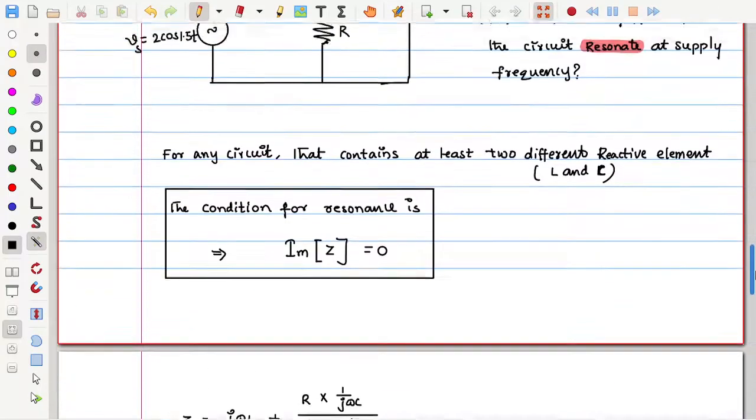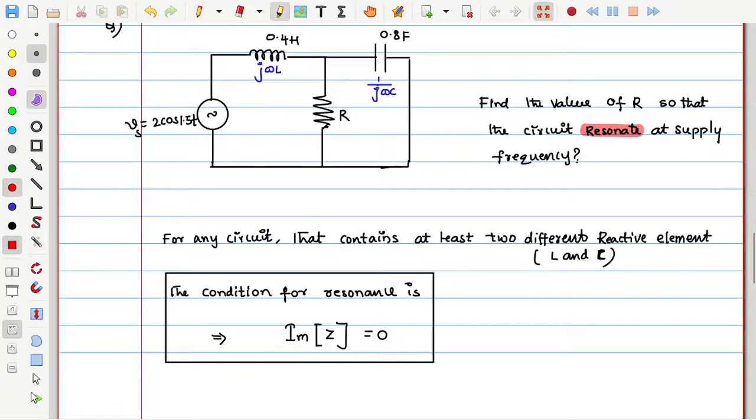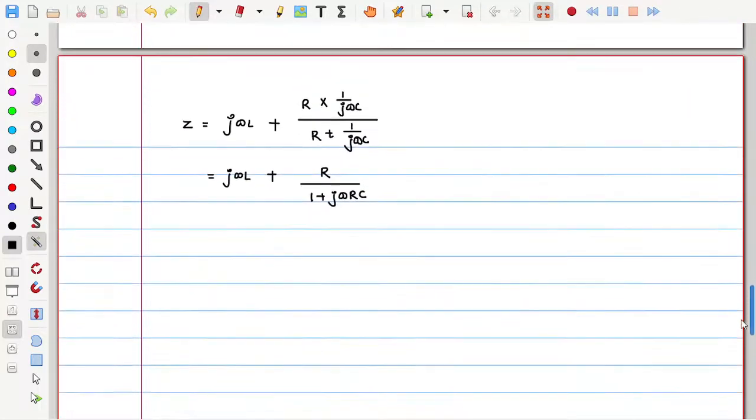So how do we get the omega? Omega is given here. See, this is a 2 cos omega t form. So omega is equivalent to 1.5. And L is given as 0.4, C is given as 0.8. Substitute these things here, and how much will we get?